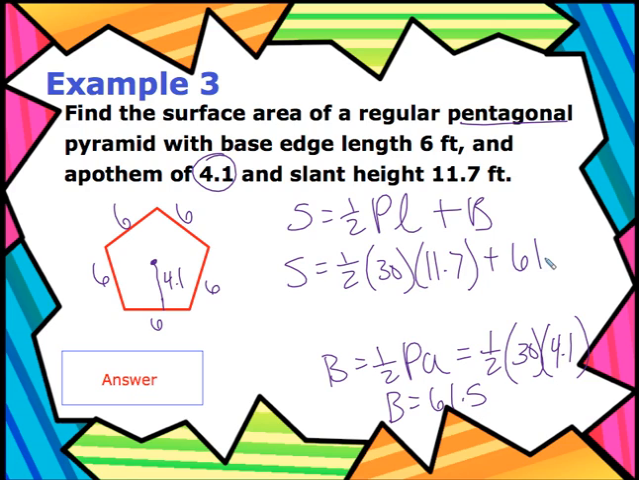So we plug that in right here. Then you can type that whole thing in the calculator. 1/2 times 30 times 11.7 plus 61.5. And I get 237.